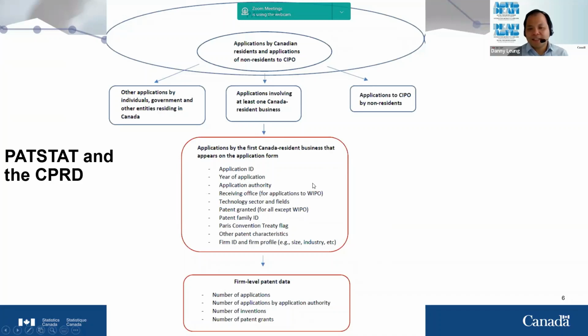As I mentioned, these are some of the variables at the application level that we've extracted. Basically what I just said already. In terms of putting this data onto the business research microdata, the first step is to aggregate this to the enterprise level. So the number of applications by enterprise, by application authority, the number of inventions, and the number of patent grants, by year, by firm.